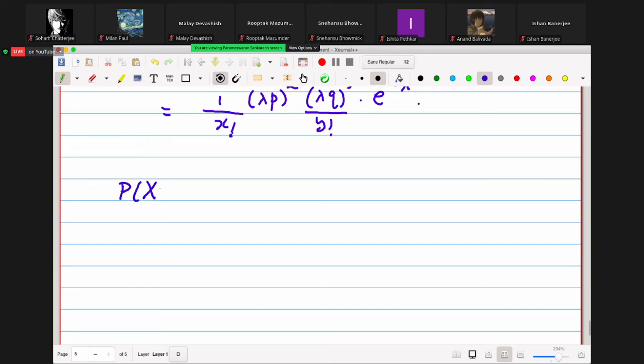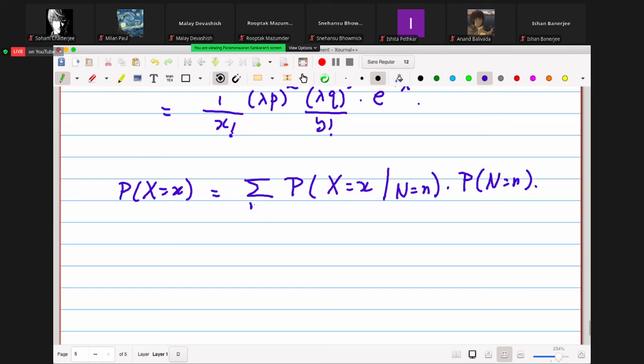Probability of capital X equals x is equal to, write down the formula you get out of Bayes theorem or whatever. I mean, it's a very simple matter. Capital X equals x given that N equals n. It's not Bayes theorem, it's even much simpler than that. The fact that varying values of n exhaust all the possible events. That's the thing here. So P of N equals n, and this time I have to add from 1 to infinity.